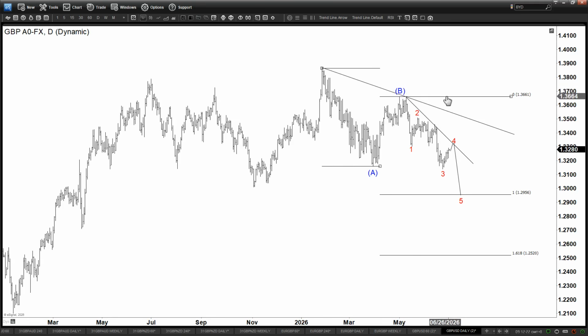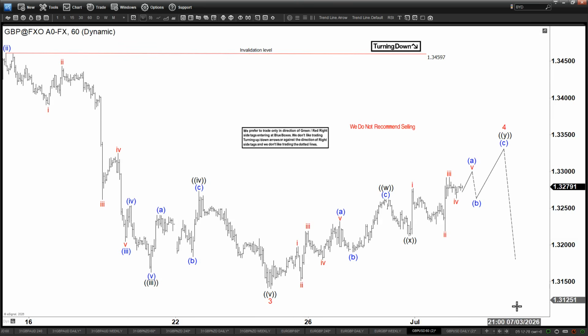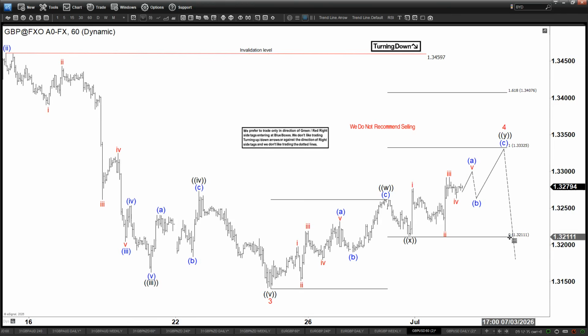but in the meantime, in terms of the primary view, no change. As long as we stay below this trend line, as long as we have not reached 100%, we still have a chance to extend lower, and therefore we are calling it lower once this rally here is complete. And again, the rally can complete somewhere around this area, 1.3330, 1.34 area here, and then can potentially start turning lower again.